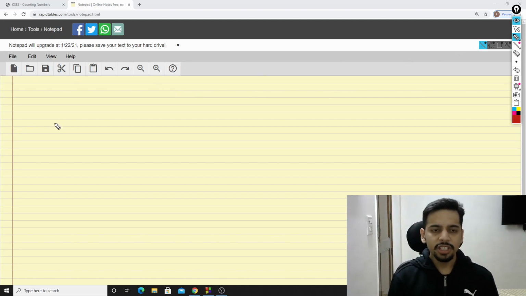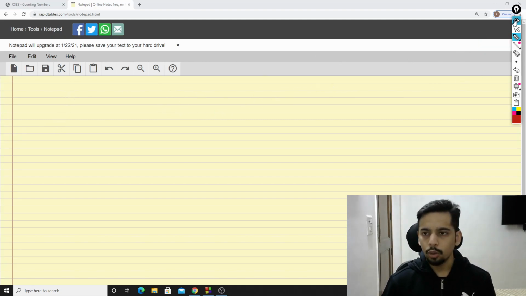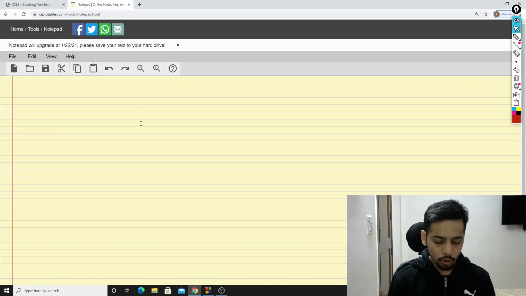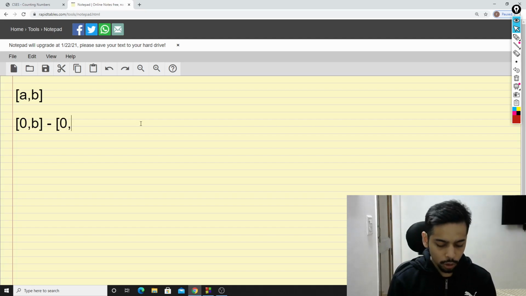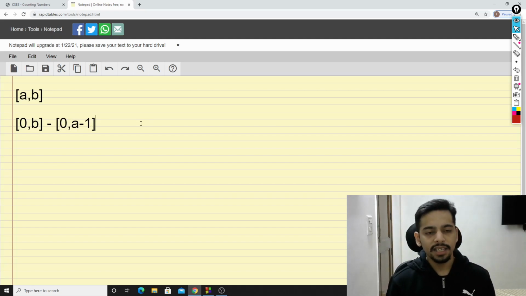If you've seen my digit DP videos, the basic idea is to split the problem into two cases. Instead of solving for this range, I would rather solve it for the range 0 to b, and then I would solve it for the range 0 to a minus 1, and then my final answer is this. That's the basic standard idea here.